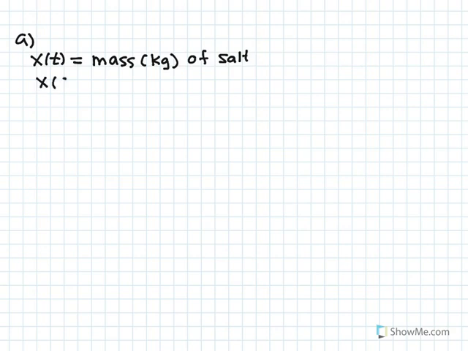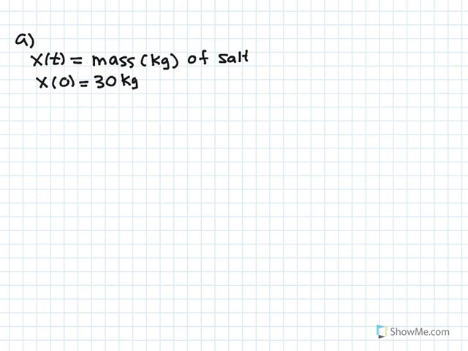So for part A, we have x of t is equal to the mass in kilograms of salt at time t. Initially, we have 30 kilograms of dissolved salt. x of 0 is equal to 30 kilograms.